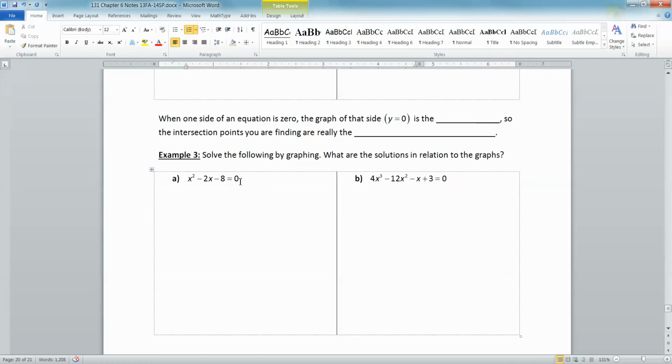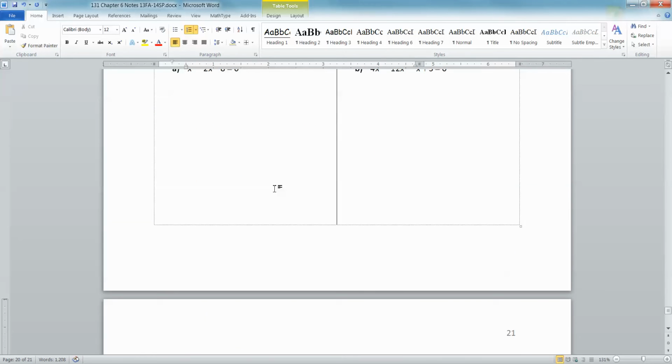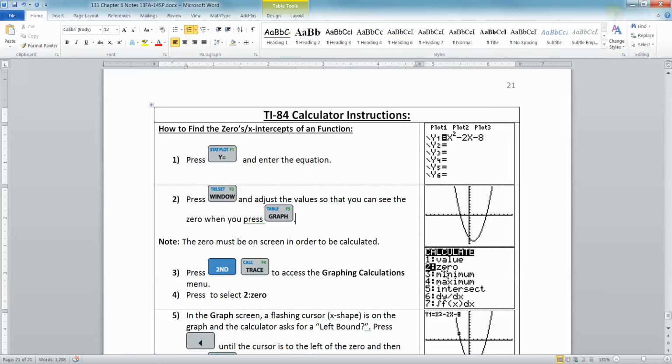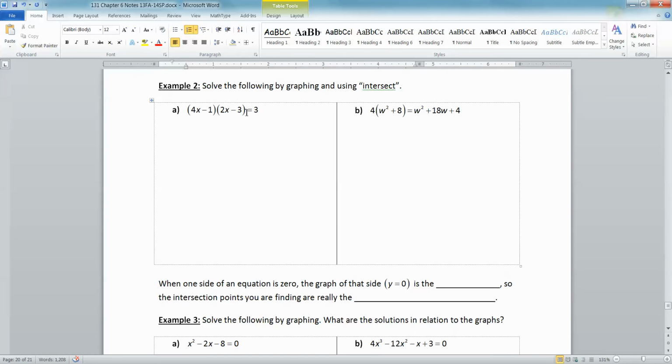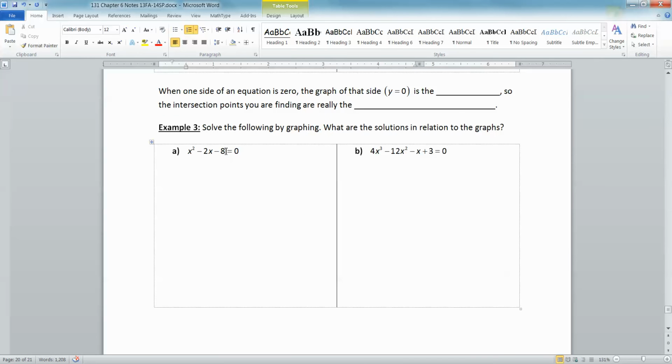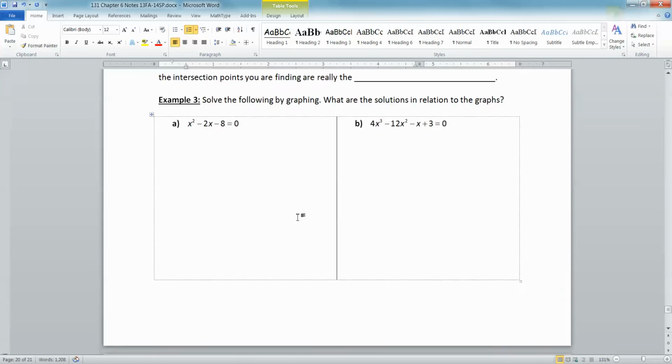Since the other side is equal to 0, what I'm going to be doing on the calculator is finding the zeros of the function. See right there in the list. That'll, again, become a little bit more clear. And of course, if the problem isn't equal to 0, you can do it two ways. Like with those problems that weren't equal to 0, we just put the left side in one, the right side in the other, and use intersect. Cool. But if it is equal to 0, then you can use the 0 function.